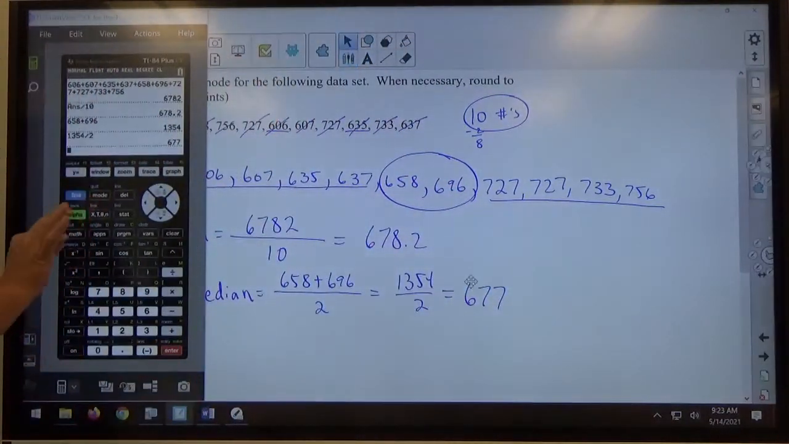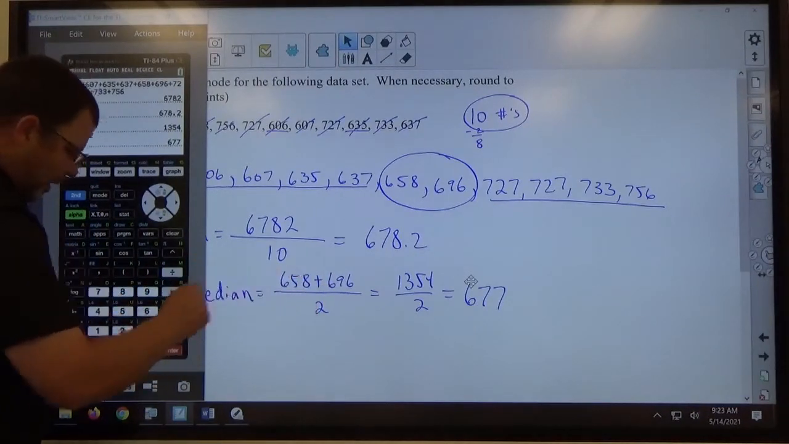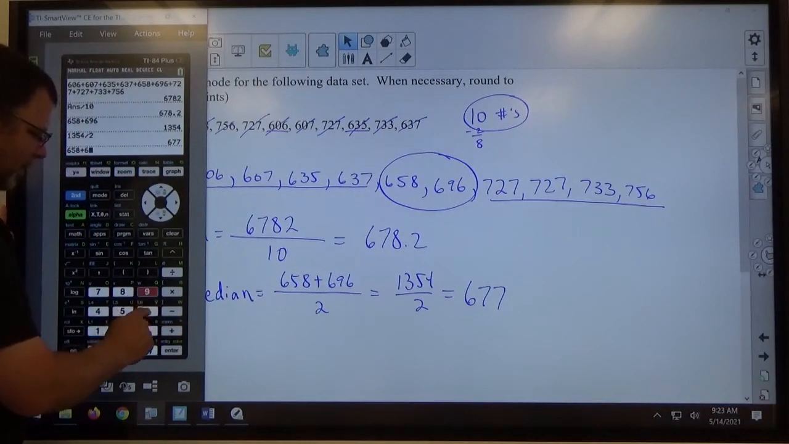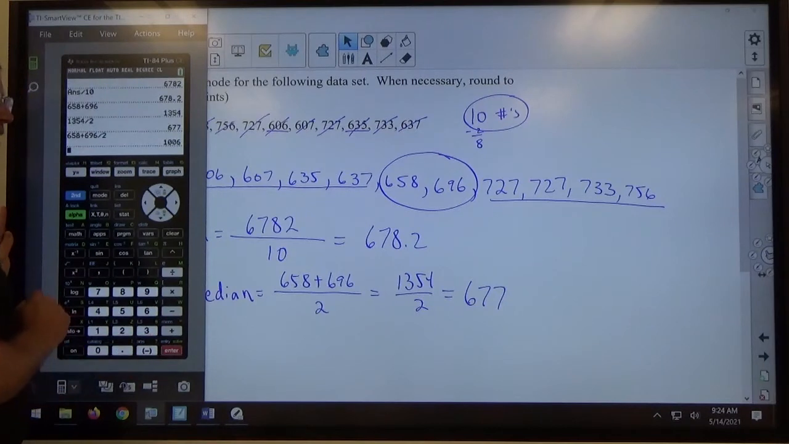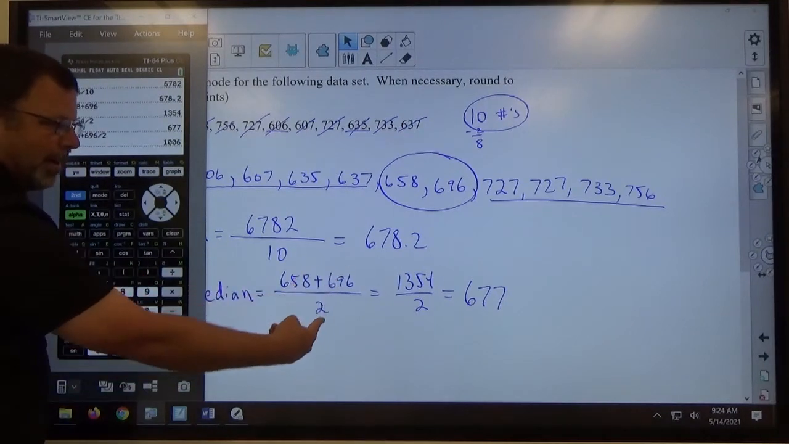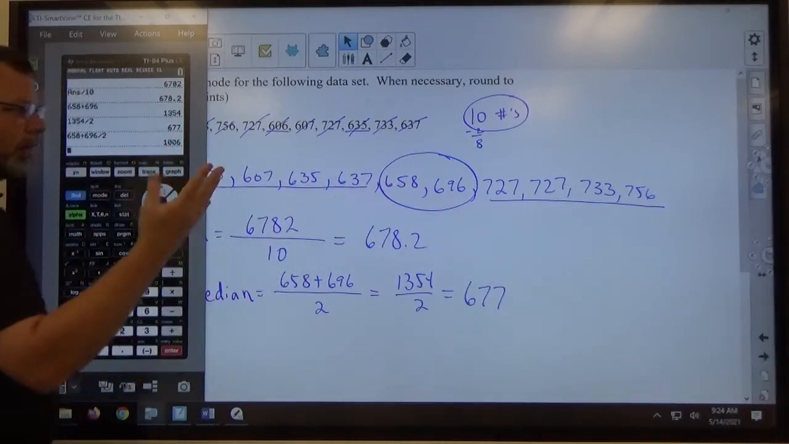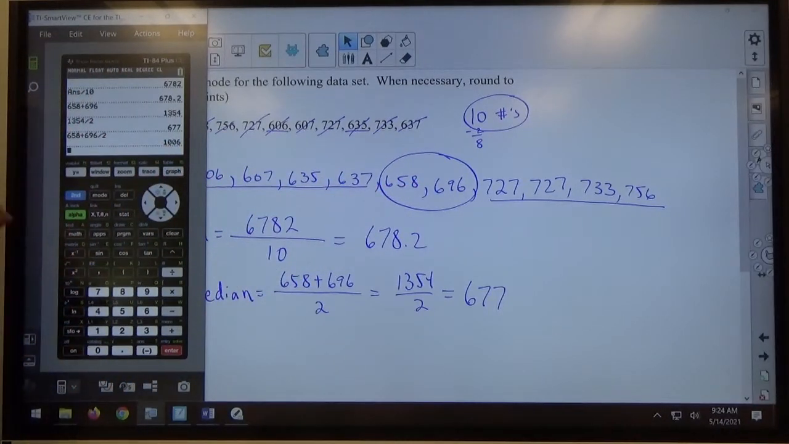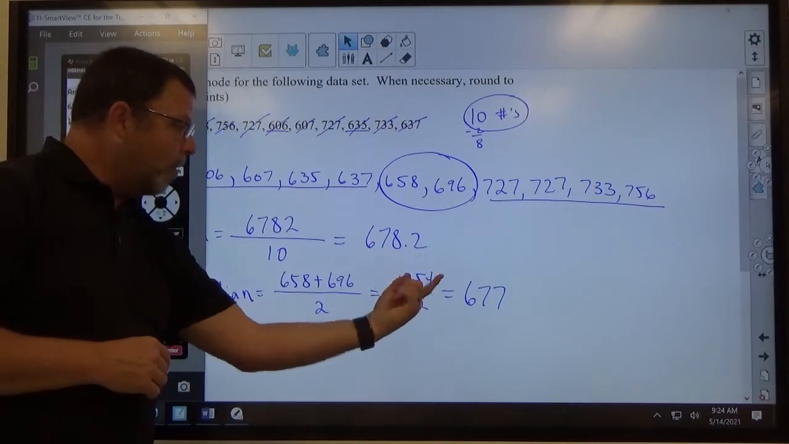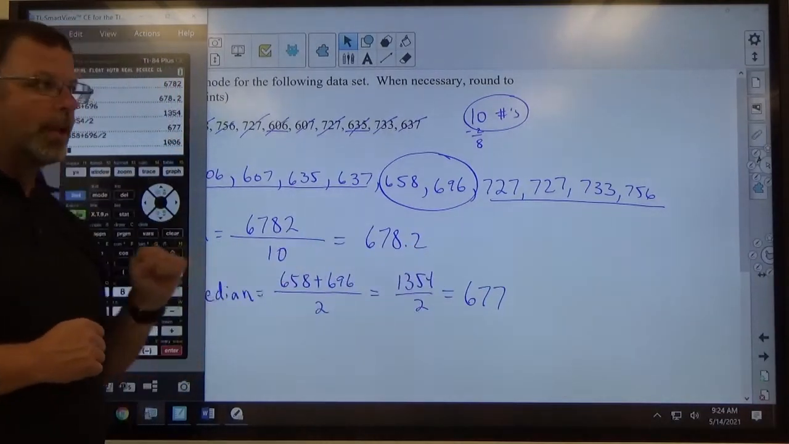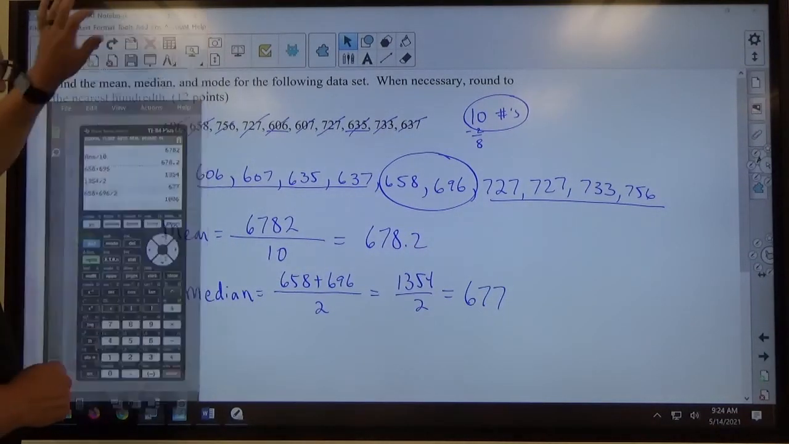The place where people mess up is if they type this in as it's written, 658 plus 696 divided by 2. That gives 1,006, because all it's doing is dividing the second number by 2 and then adding 658. This is not between those numbers. That should clue you into you probably did something wrong. But again, add them up, write it down, and then single number divided by 2 equals. That's how you want to do it to make sure you get the right answer.